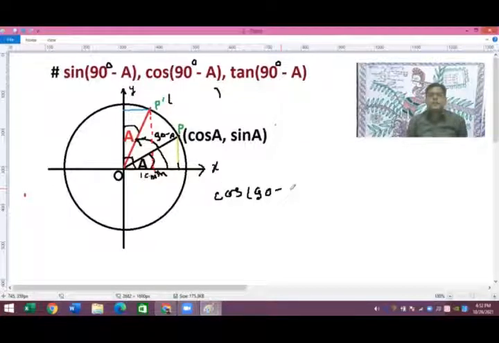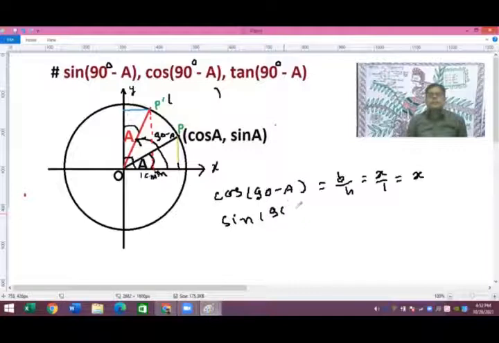cos of 90 minus A, you know that this is b by h, and we are again taking the unit circle. That means the radius of this circle is 1, and hence its hypotenuse will be 1 here. So b in fact is x and h is 1. So the x coordinate of P dash is cos of 90 minus A. Similarly, we talk about sine of 90 degrees minus A, which is P by h, and P in fact is this height, that means the y coordinate.